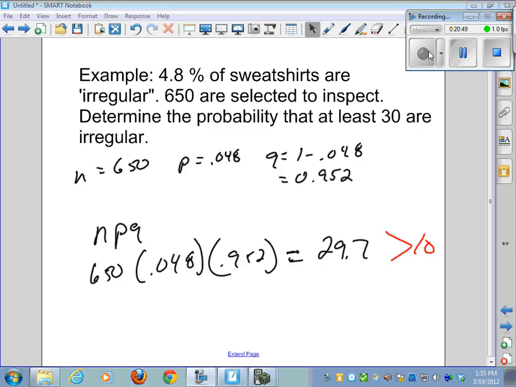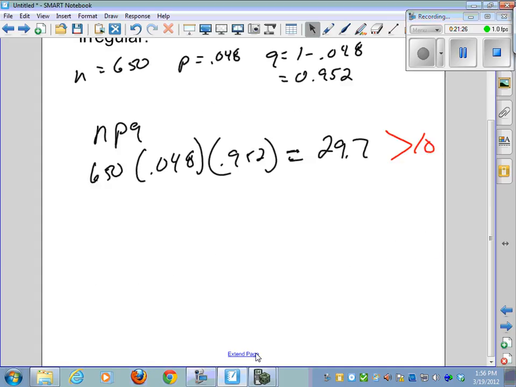Okay, let's have a look, shall we? Ready, Steve? So I think we all agreed that our n is 650. The p-value is 4.8% converted to a decimal, 0.048. If you want to take 100% minus 4.8%, you're going to get 95.2. As a decimal, your q is 0.952. You multiply them together, n times p times q gives me 29.7. It's way bigger than 10, which means my accuracy is going to be very good. The bigger that number is, the better the accuracy. So that means go ahead and use a shade norm.